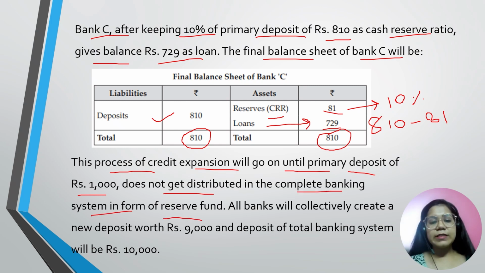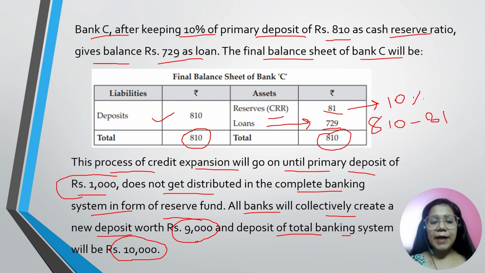So all banks will collectively create a new deposit worth rupees 9000, and the deposit of the total banking system will be 10,000, as in the case of a single banking system. Even there we started with a primary deposit of 1000 rupees and we got the deposit of the total banking system as 10,000 rupees. Let's see it through a table.